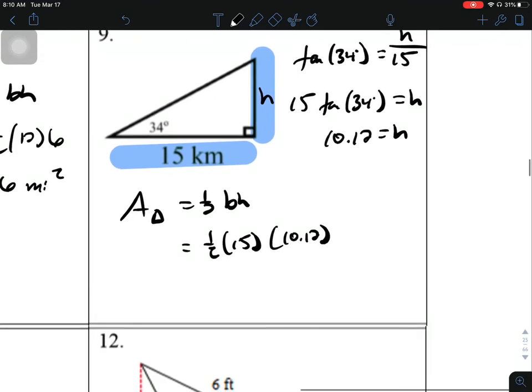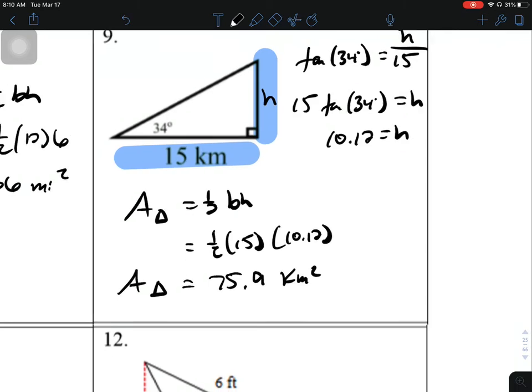I multiply these three together, I get 75.9. The units were kilometers, so the area is square kilometers.